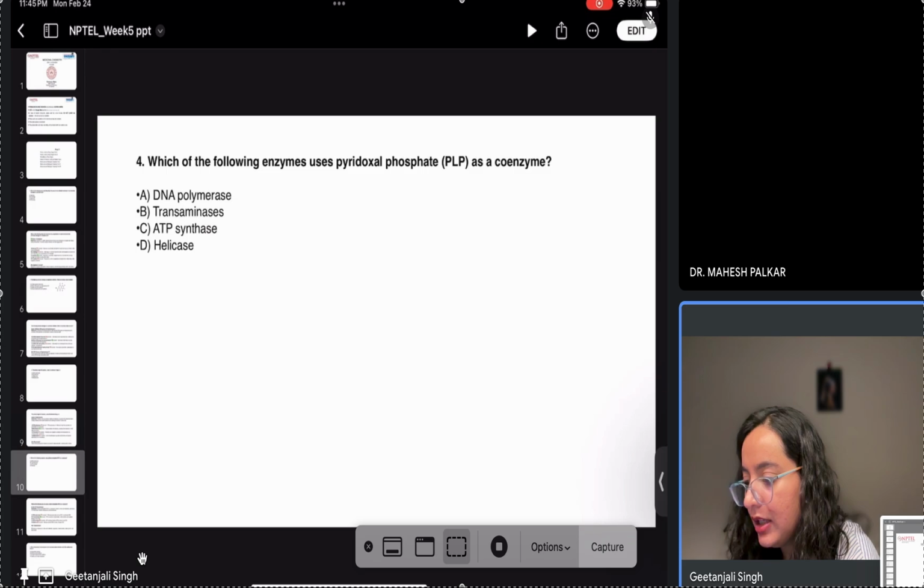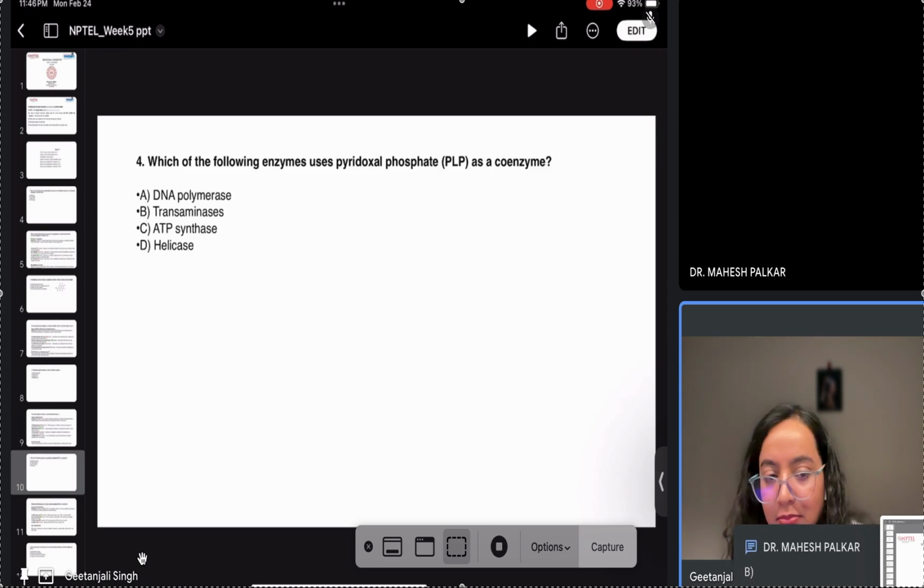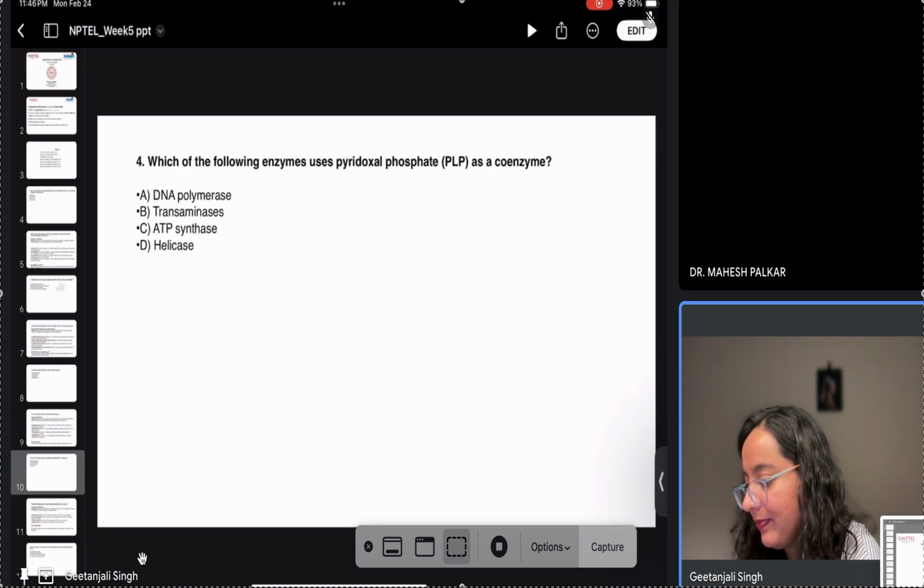Which of the following enzymes uses pyridoxal phosphate (PLP) as a coenzyme? A. DNA polymerase. B. Transaminases. C. ATP synthetase. And D. Helicase.